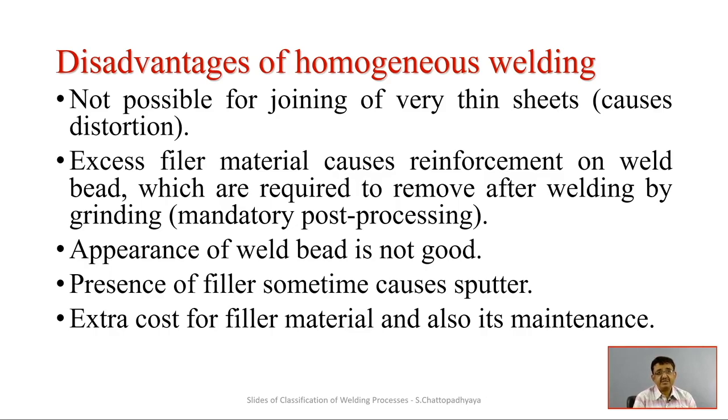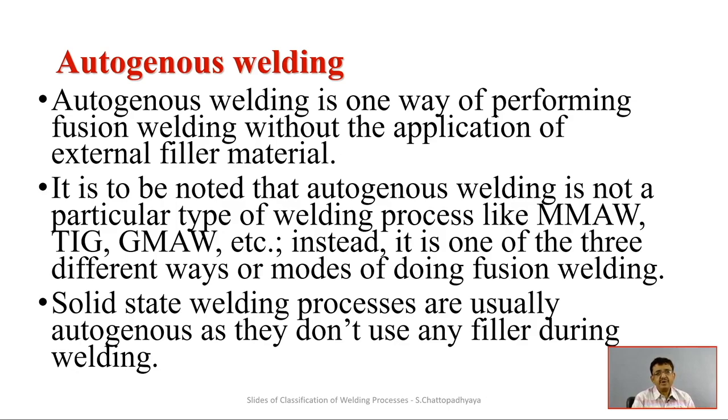But there are disadvantages of homogeneous welding. It is not possible for joining very thin sheets. Whenever thin sheets are there, it is difficult to join. Excess filler material causes reinforcement on the weld bead, filler, sorry for the spelling mistake, F-I-L-L-E-R. This reinforcement needs to be removed after welding because sometimes it is not required, so grinding has to be carried out. The appearance of the weld bead is sometimes not good, and the presence of filler sometimes causes some spatter, which is not great for appearance. There is also some extra cost because we are adding extra material, and for its maintenance.